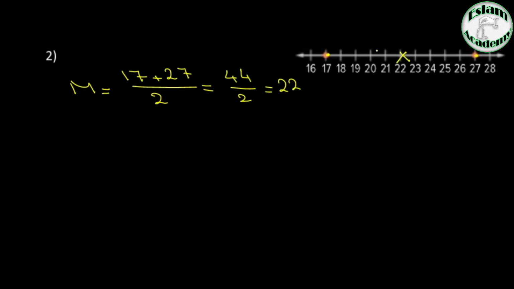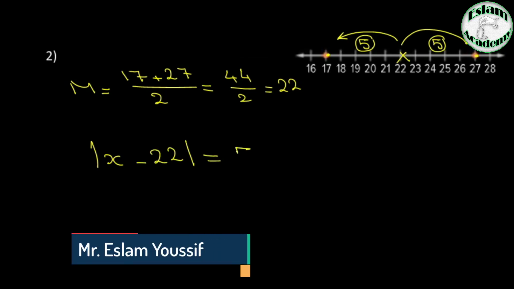Number 2. If the solution is 17 and 27, we need to write the equation. So number 1, we need to find the middle value. The middle value is 17 plus 27 divided by 2. 17 plus 27 is equal to 44, divided by 2, so the answer now will be 22. 22 will be at the middle. The distance between 22 and 17 is 5 units, and the distance between 22 and 27 is 5 units. So the equation now will be the absolute value of x minus 22 is equal to 5.